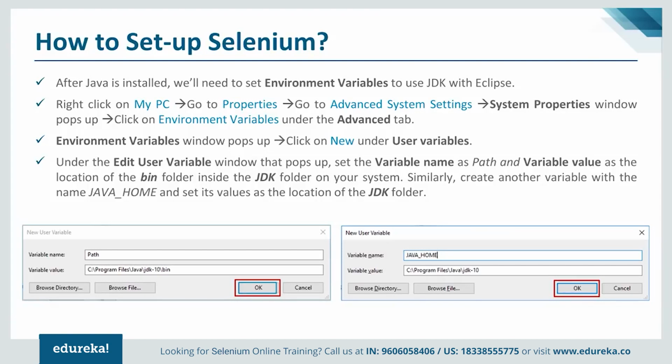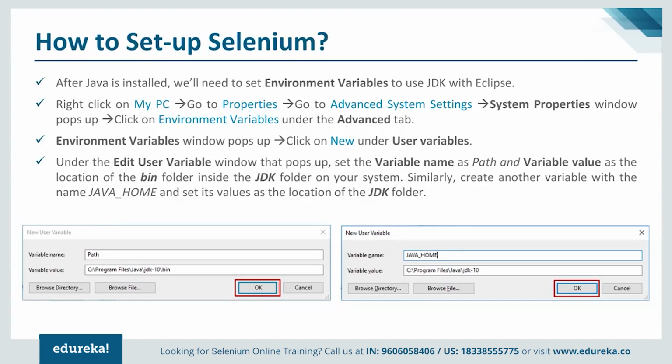As for the variable value, you will have to find the JDK folder that has been installed on your system, go into it, and there must be a folder called bin. Copy the location of the folder and paste it as the variable value for Path. So basically, we'll need the location of the bin folder in your JDK folder.